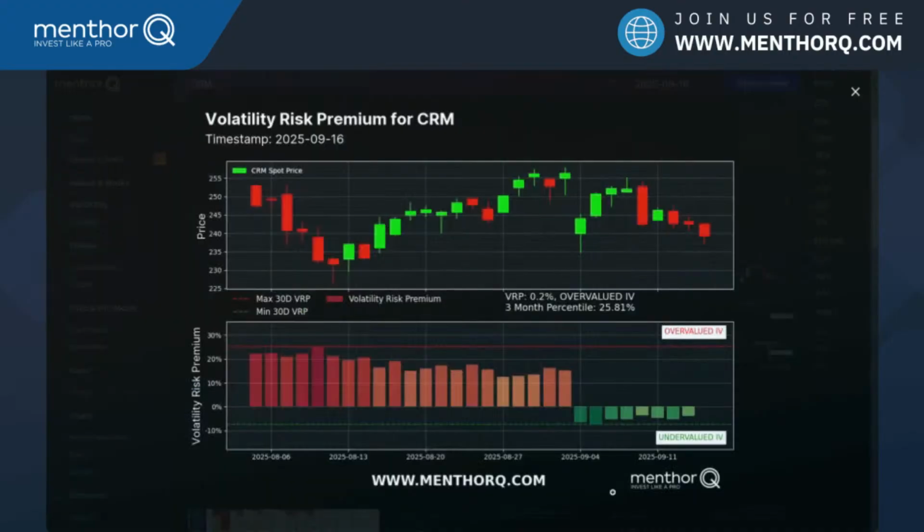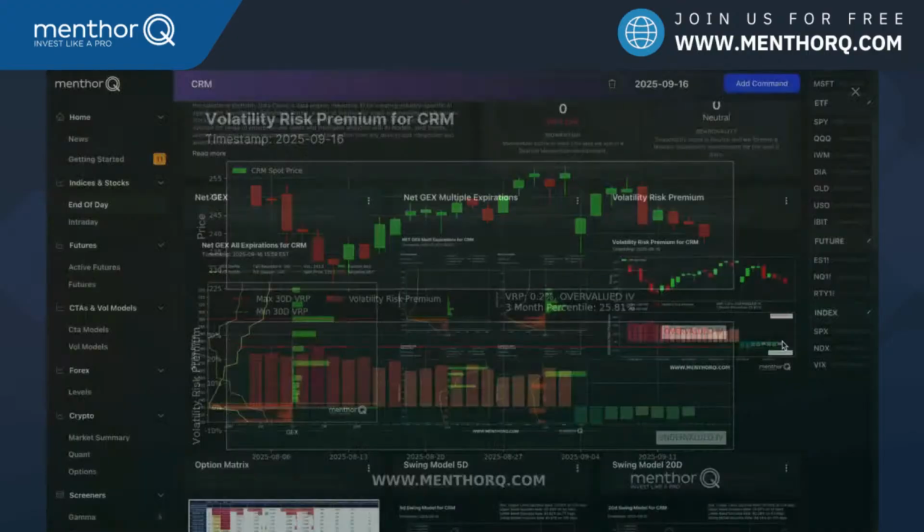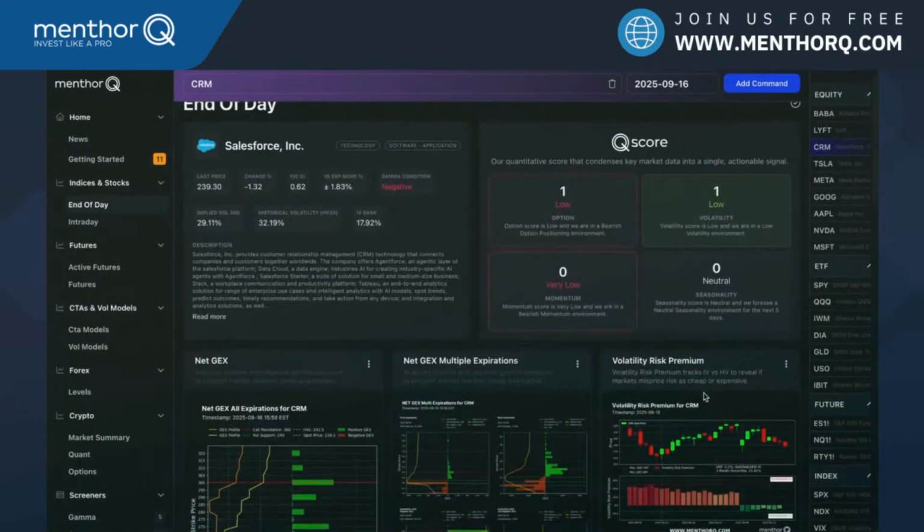If you look at the volatility, we're now in an undervalued IV stage. So the implied volatility and the volatility risk premium is actually quite cheap compared to the past 3 months. So maybe buying premium could be a better strategy than selling options in this case.